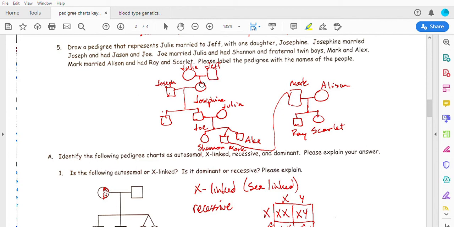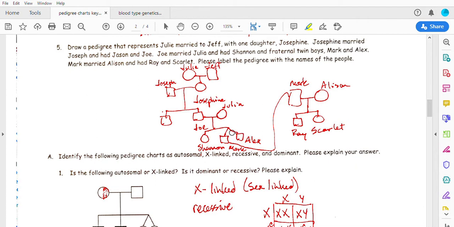All right, so here we have Julie and Jeff. They're married. This is their daughter, Josephine, who married Joseph. Josephine and Joseph then had two children, Jason and Joe. Interpreting the information, Jason coming first and then Joe, Jason would be their firstborn and Joe would be the secondborn. Joe married Julia, and they had Shannon, a girl, and they had paternal twins, Mark and Alex.